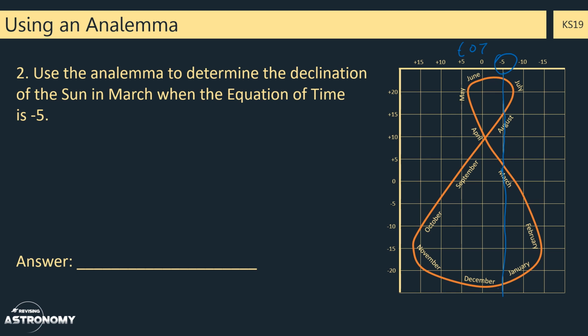So we're going to choose the one at March, which is obviously here, and we're going to draw our line straight across to our axes. And you can see that that would be somewhere around plus 3 degrees. So the declination when the equation of time is minus 5 in March will be around about plus 3 degrees.